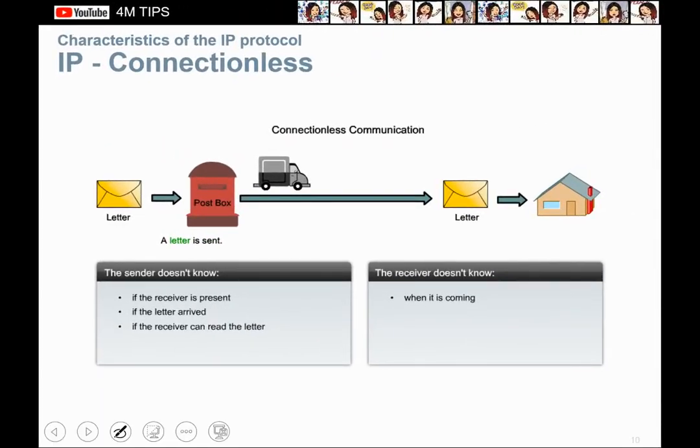All right, the first one. The first characteristic of the IP protocol is connectionless. So what is the meaning of connectionless? Assume I'm using this analogy to explain connectionless. Now I have a letter to send to you, so I am the sender. The sender doesn't know if you are present at home, okay? Or if the letter arrives at the destination, or if the receiver, which is you, reads the letter. And the receiver also doesn't know when it is coming. So it's the same concept when you apply it to our network terms.